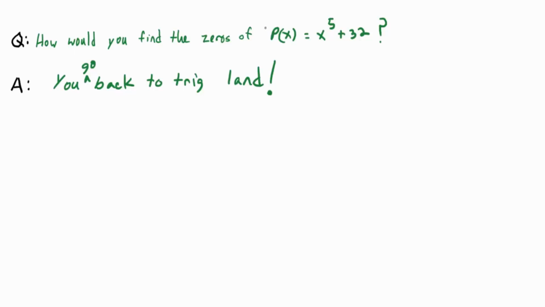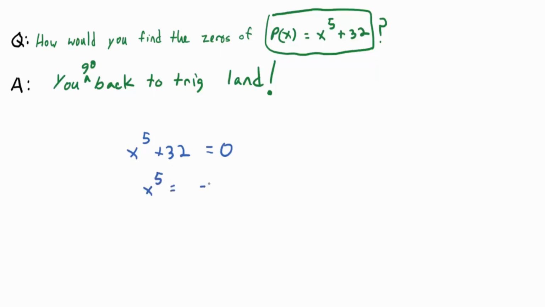How do you find the zeros of a polynomial? Well, one way to get started is to set the formula for the polynomial equal to 0, right? So what we're really asked to do breaks down to solving this equation. X to the fifth plus 32 equals 0. Or if you solve for x to the fifth, we're asked to solve this equation. X to the fifth is equal to negative 32. Another way to think about it is we really just need to find the fifth roots of negative 32.